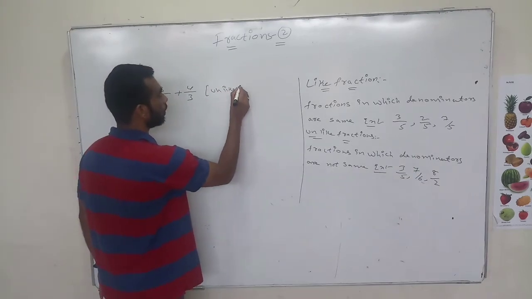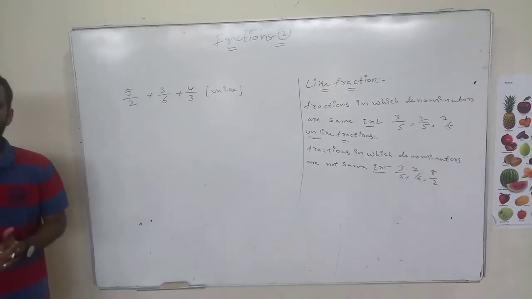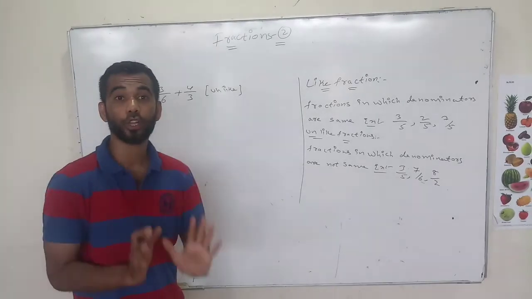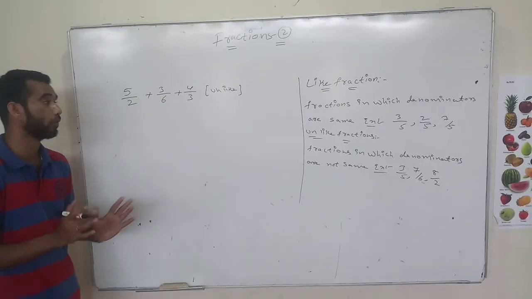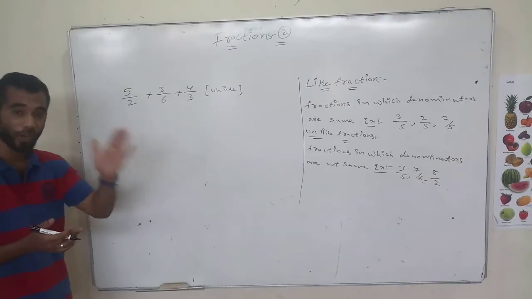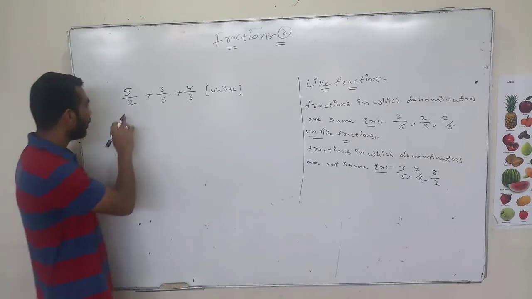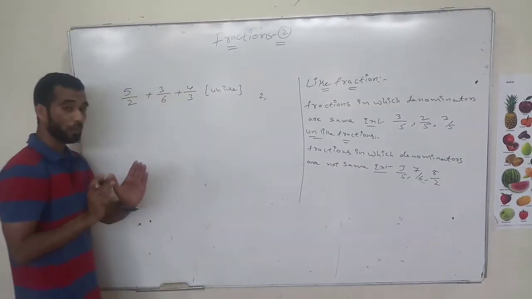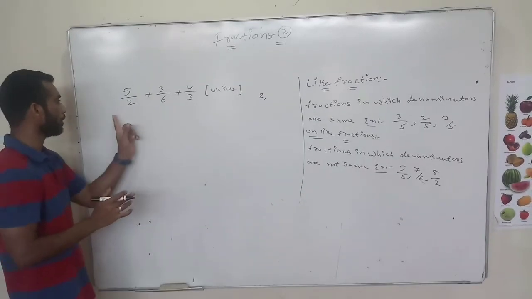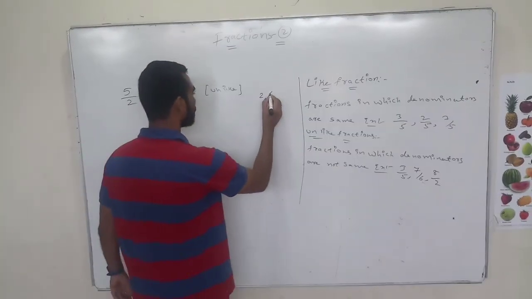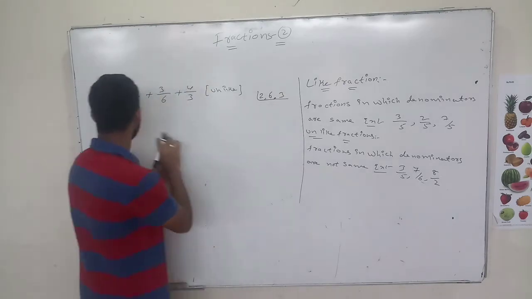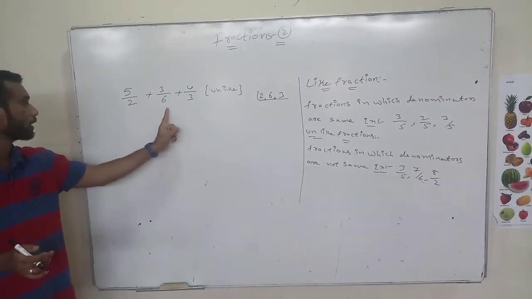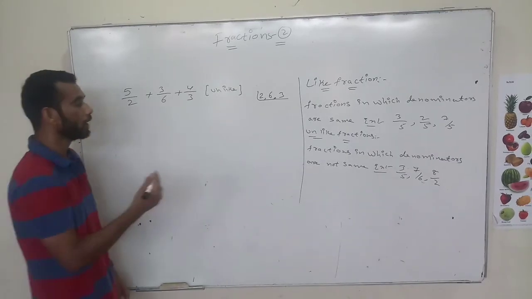So, how to convert an unlike fraction to a like fraction? Only after converting is it possible to solve; otherwise it is not possible. Remember one thing: always take the LCM of the denominators. What is the LCM of the denominators 2, 6, 3? Here 2 is a denominator, 6 is a denominator, and 3 is a denominator. Take the LCM.